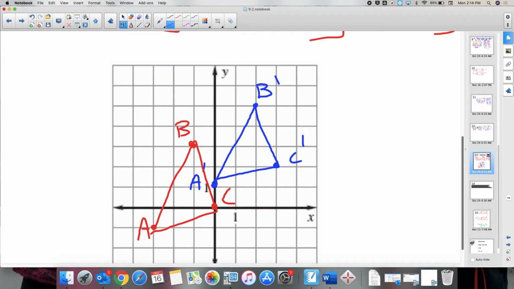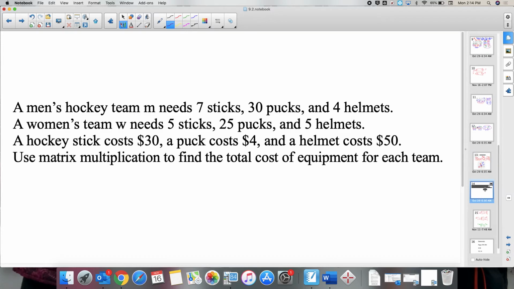Last problem then. It says a men's hockey team needs 7 sticks, 30 pucks, and 4 helmets. A women's team needs 5 sticks, 25 pucks, and 5 helmets. Then they give us the cost for those sticks, pucks, and helmets. It says use matrix multiplication to find the total cost for each team.